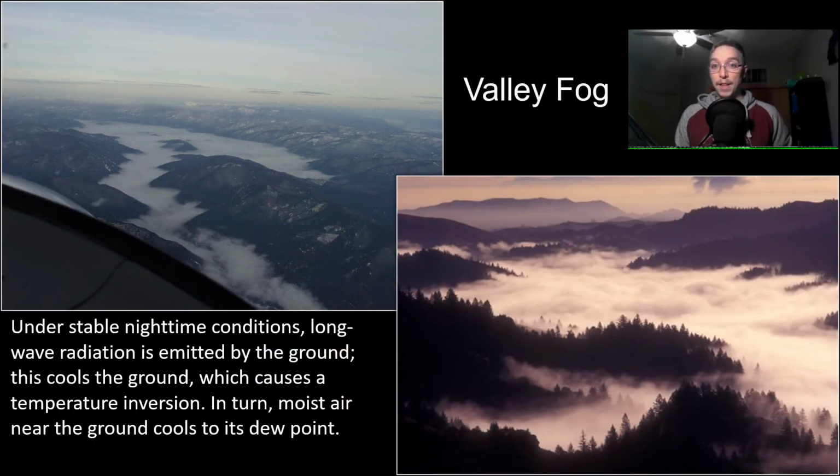Next, we've got valley fog. So under stable nighttime conditions, long-wave radiation is emitted by the ground. This cools the ground, which causes a temperature inversion. In turn, moist air near the ground cools to its dew point. Once you reach that dew point, you have saturation. When you have saturation, you have cloud development.